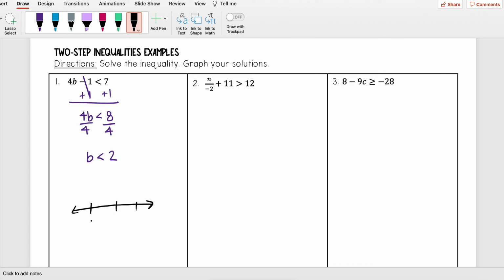And so when I graph this, since it's less than, that's going to be an open circle, and then I want everything less than it. So I'm going to draw my arrow to the left.